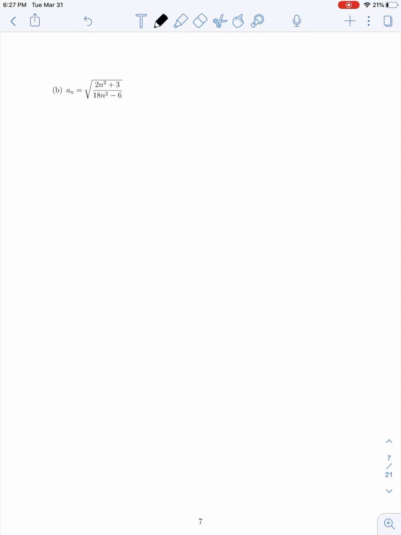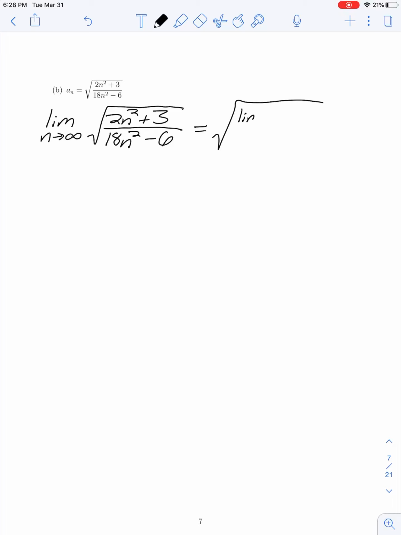So let's look at some other ones. In this first one, we had a relatively simple limit to evaluate. So in this next one, part B, we have a sub n is the square root of a rational function. And we're interested in whether this sequence would converge or diverge. So here, we're going to be looking at the limit as n approaches infinity of the square root of (2n squared plus 3) divided by (18n squared minus 6).